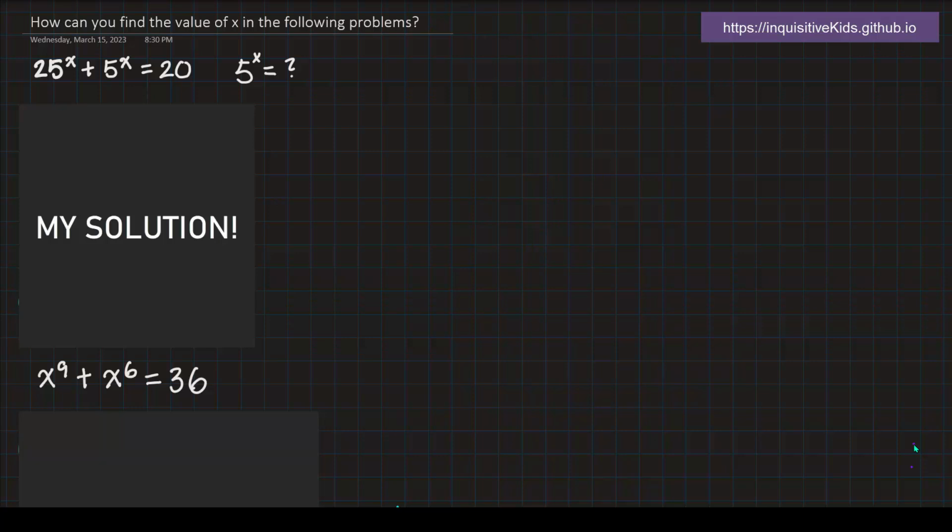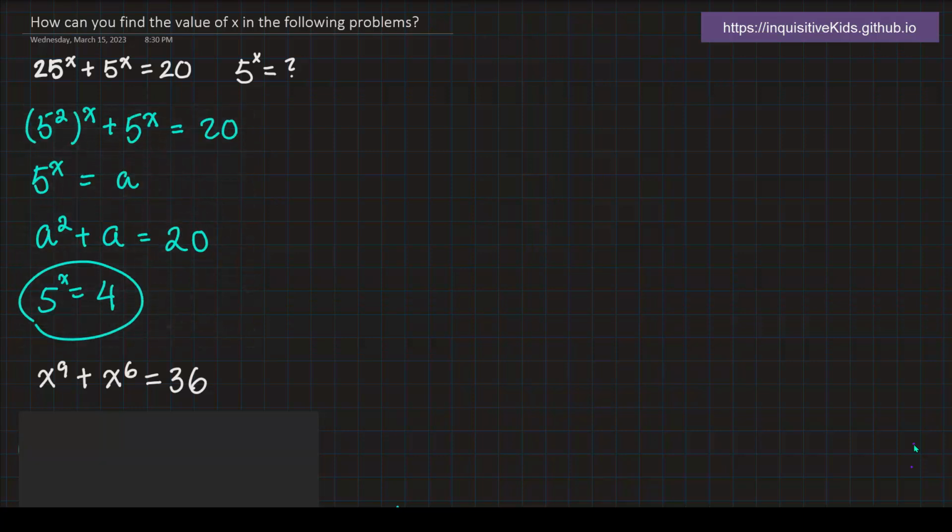This first problem is 25 to the x power plus 5 to the x power is equal to 20. And we're being asked, what is 5 to the x power? Pause the video and try to solve this on your own. Hint: you need to use one of the laws of exponents. So here's how I did this problem.